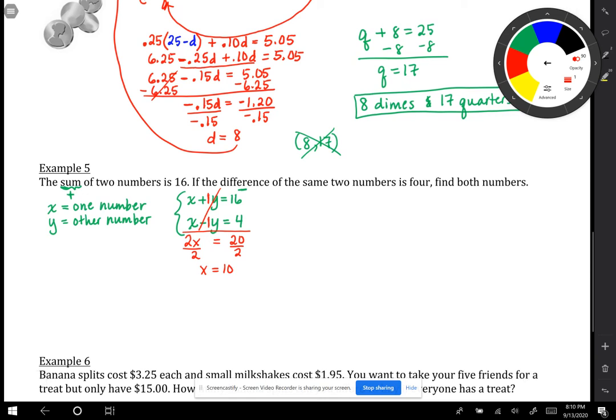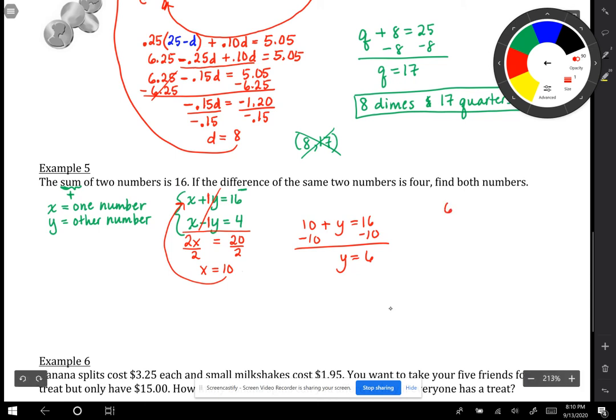Okay, and I'm going to replace that into the top equation. Doesn't really matter which one. So 10 plus y equals 16. Subtract 10. Y equals 6. What if I replaced it in the bottom equation? You're still going to get y equals 6. So the numbers are 6 and 10.